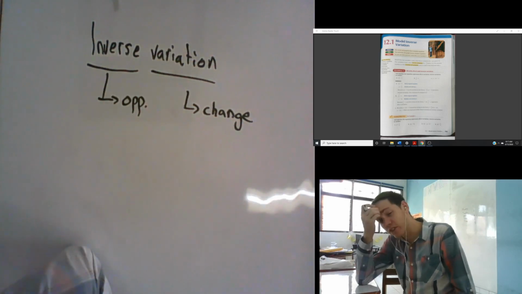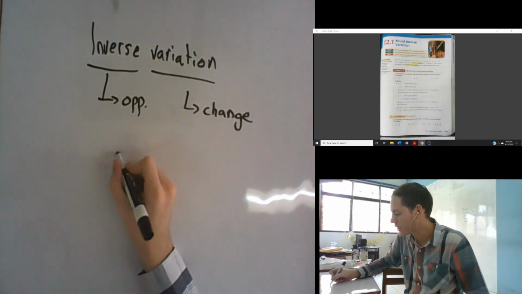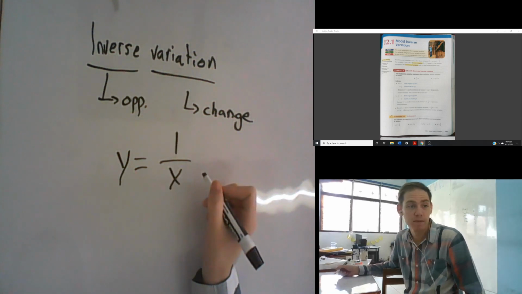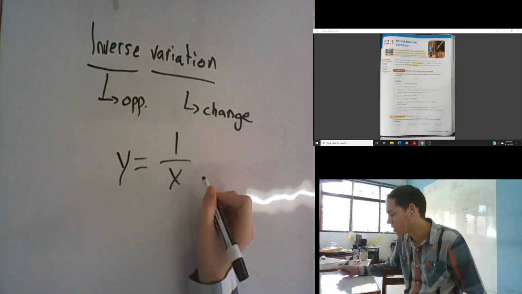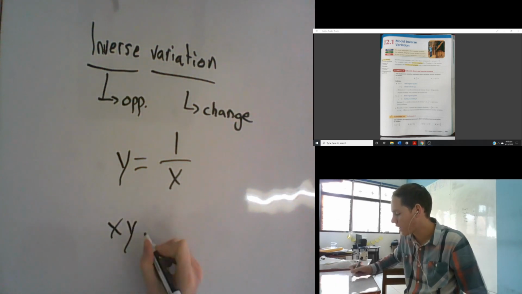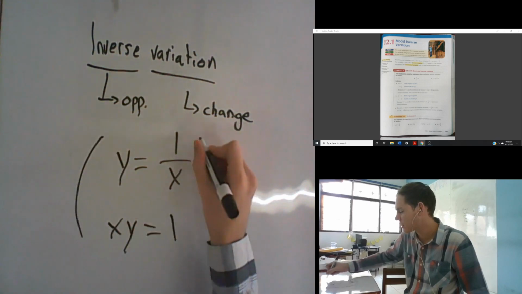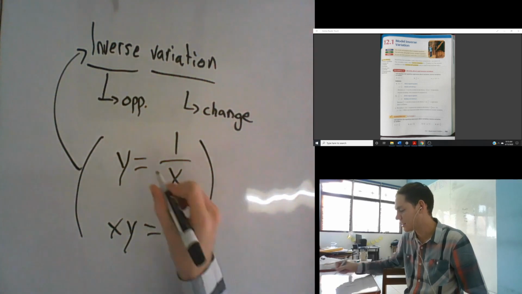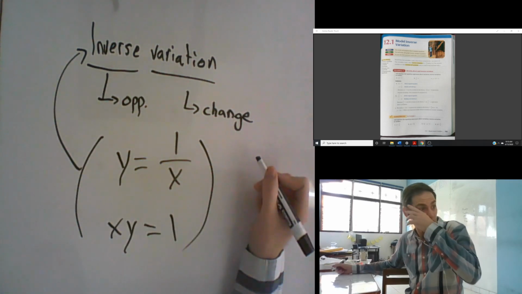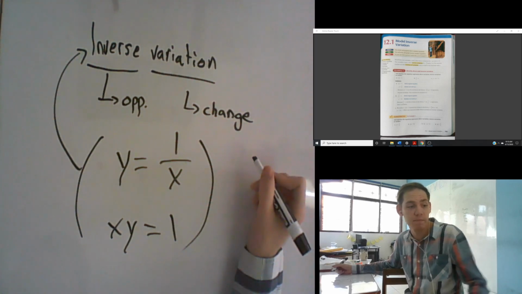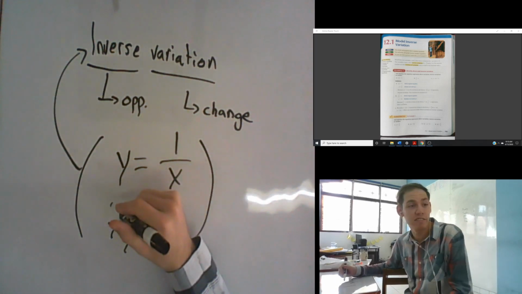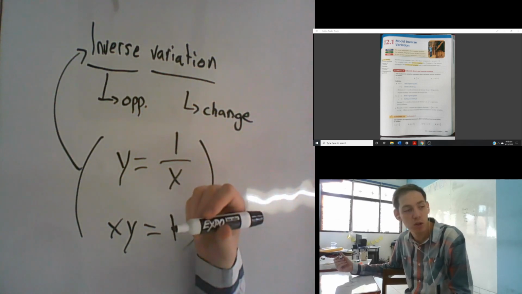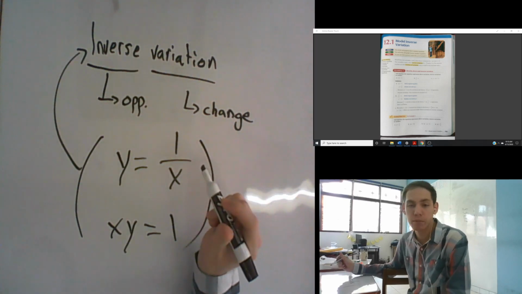Okay. So inverse variation. We're going to look at the basic form. The basic form is y equals 1 over x. Or this would be xy equals 1. So either of these is inverse variation. If you have x times y, you're going to get inverse variation. And if you have y equals 1 over x, inverse variation. What do I mean? Well, let's plug in numbers for x.